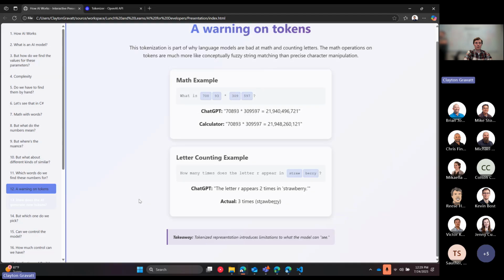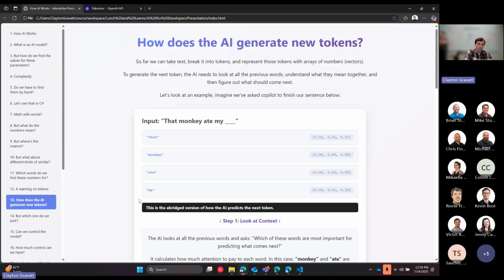Okay, so where are we at? Bottom of the page. So far, we can take text, we can break it into tokens, and we can represent those tokens somehow with our arrays of numbers, our vectors, our embeddings, whatever word you want to use to describe that. But how do we make new tokens? How do we generate the next token? So let's think through a process of what that might look like.